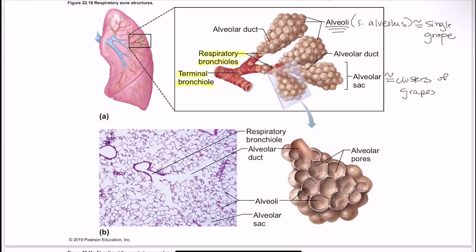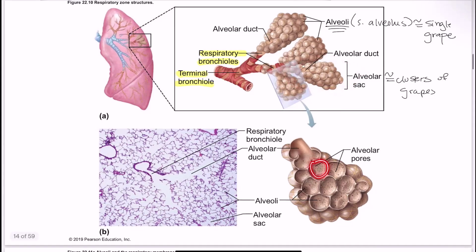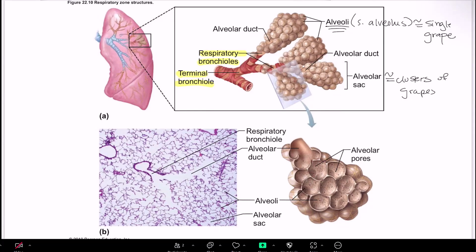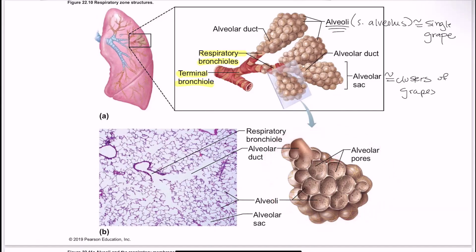They're not really like grapes though, because grapes are kind of like their own thing, but all of these alveoli are actually connected. So you see how they're all connected, and they even have little pores connecting each other. So each of those alveoli still are connected. So the alveolar sac, that's that cluster, and then each of the little bubbles is an alveolus. And what happens here is the site of gas exchange. So we'll look at that.